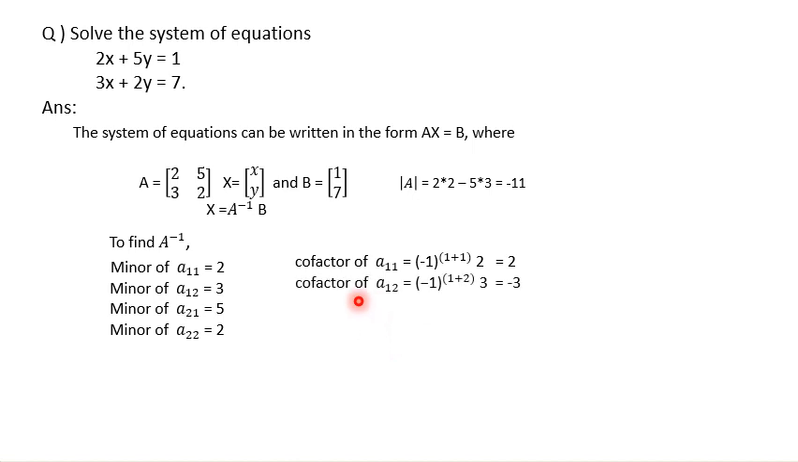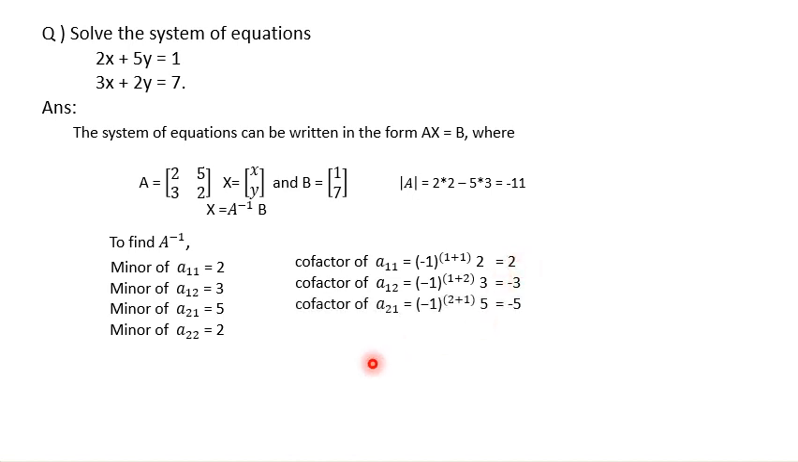Now what is the cofactor of A12? Minus 1 raised to 1 plus 2, just adding i and j, 1 plus 2, into the minor of A12. Here the minor of A12 is 3. So minus 1 raised to 3 into 3. That is minus 1 into 3 equal to minus 3.